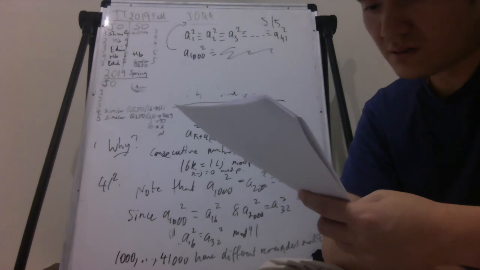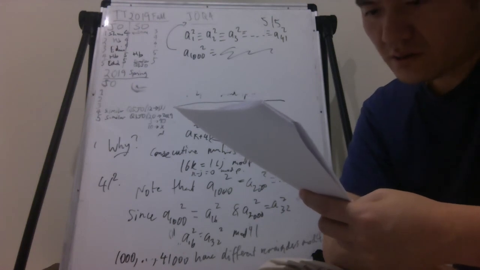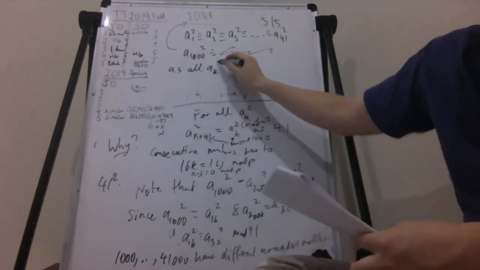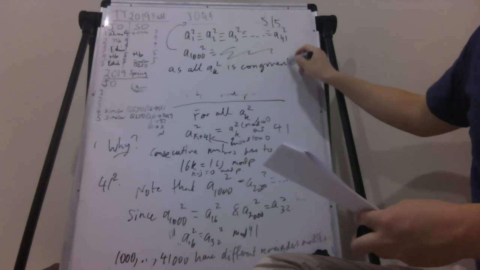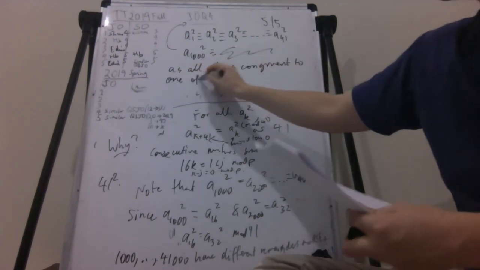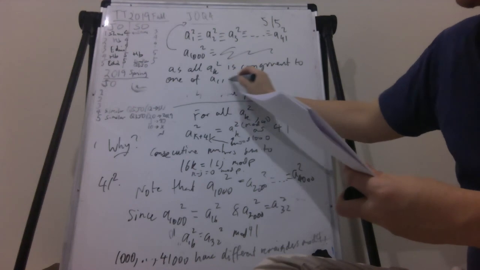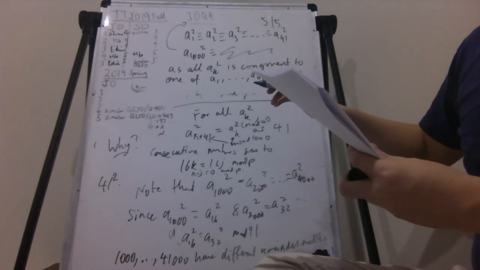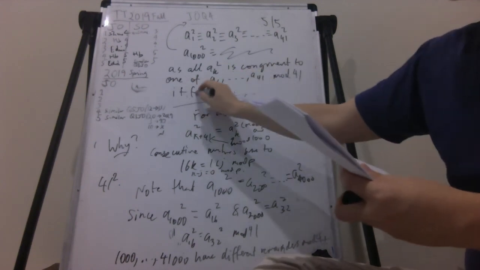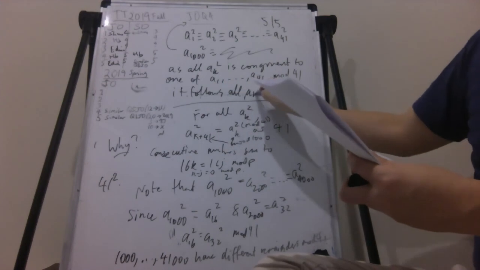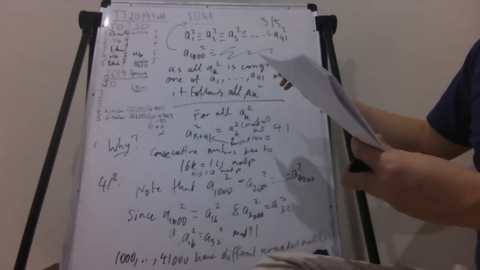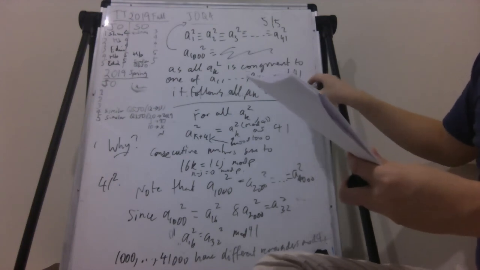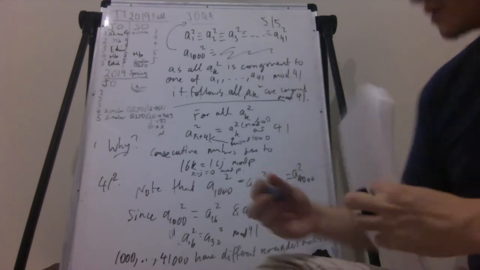That's some new technology. Okay, so as all ak squared is congruent to one of a1 to a41 mod 41, it follows all ak squared are congruent mod 41. Mod 41. Okay, what does that mean?